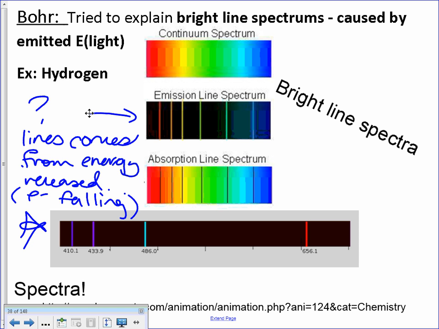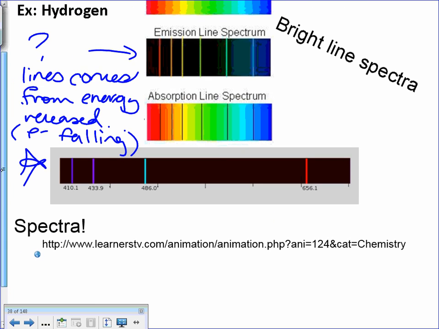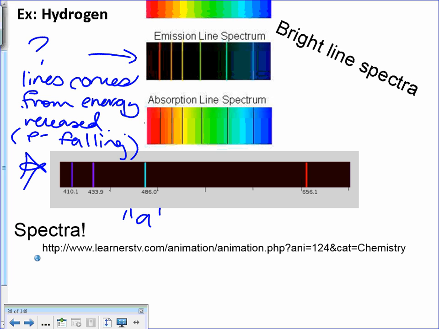Every single atom has a different bright line spectrum, and we also call it the atomic fingerprint. Just like you guys, everybody has a different fingerprint. It's a special print for you, your identity. We call it the atomic fingerprint because this emission spectrum is different for every single atom, every different element. We're going to work with the energy part of this in just a minute.